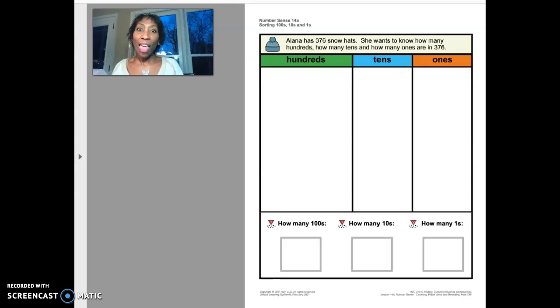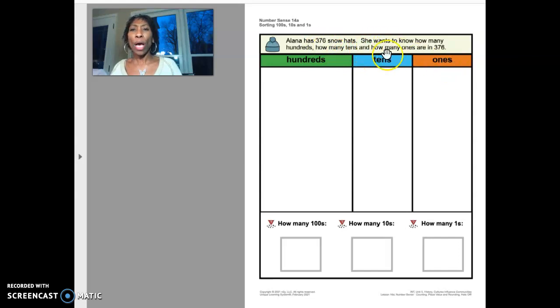Hi friends, this is activity 2 for math. Your learning goal is to sort 100s, tens, and ones, place value. You're going to look at your number 376 and break it apart. You have your ones column, your tens column, and your hundreds column.